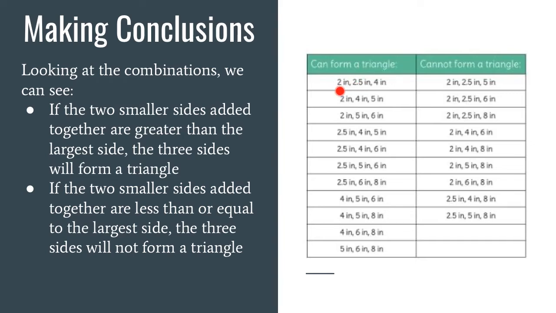So if you look here, 2 plus 2.5 is 4.5, and that's greater than 4. 4 plus 5 is 9, which is greater than 6. 5 plus 6 is 11, which is greater than 8. But if the two smaller sides added together are less than or equal to the largest side, then the 3 sides will not form a triangle. So if you look here, 2 plus 4 is 6. That's equal to the largest side, so that won't form a triangle. 2 plus 4 is 6, which is less than 8, so that will not form a triangle. And that's true for all of these over here.